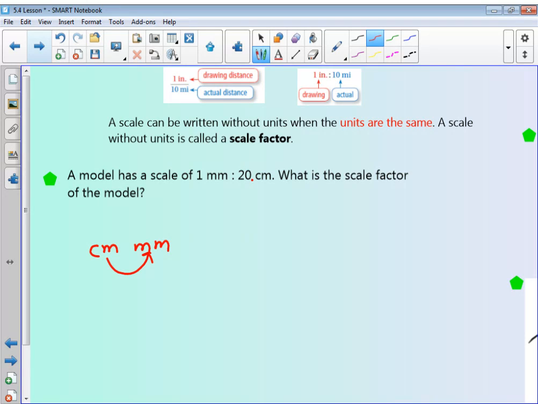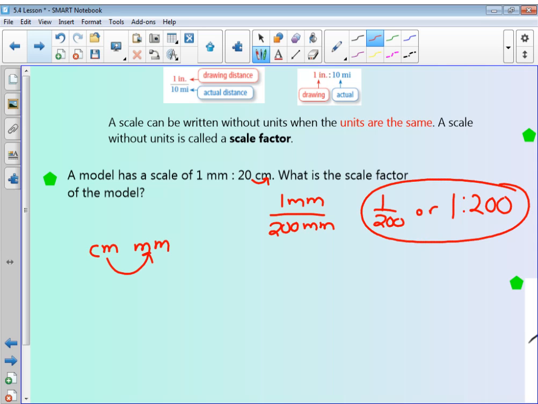So centimeters, right now my decimal's there. I'm going to go 1 to the right. So it becomes 1 millimeter over 200 millimeters. So my scale factor would be 1 to 200 or 1:200. Okay, and this is just converting it into centimeters. If I converted it to millimeters, that would be fine, but usually you don't have a decimal number in a scale factor. Doesn't mean you can't, but usually they will go with the larger unit.